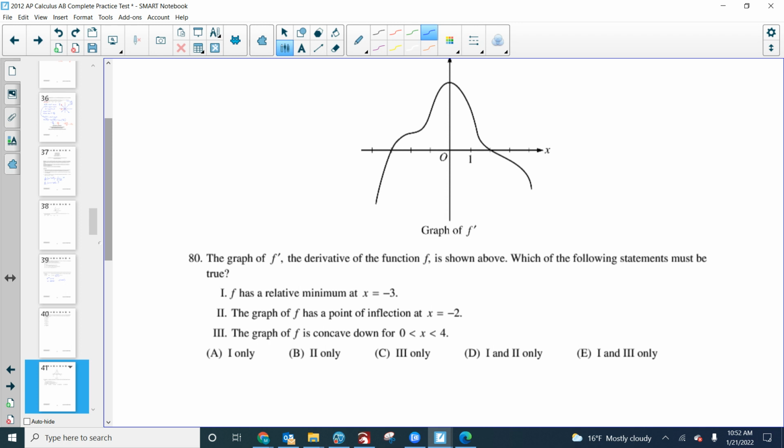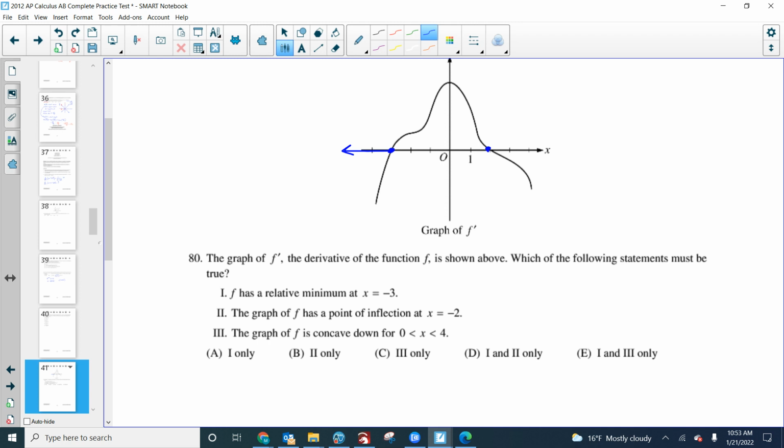All right, the graph of f prime. The graph of f prime, the derivative of the function f, is shown above. As soon as I read this, I'm thinking f prime, f prime. What's happening on this interval, from left to right? If f prime is negative, f must be decreasing. If f prime is positive, f is increasing.